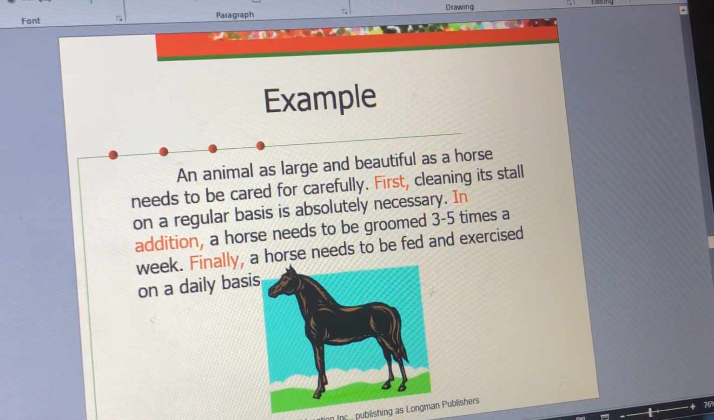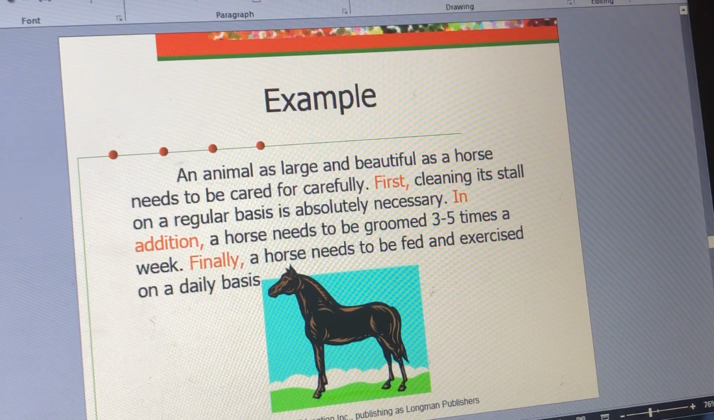An animal as large and beautiful as a horse needs to be cared for carefully. First, cleaning its stall on a regular basis is absolutely necessary. In addition, the horse needs to be groomed 3 to 5 times a week. Finally, a horse needs to be fed and exercised on a daily basis. This is different than past transitions we've seen because it doesn't matter which of these details goes where. It's not a process where you have to do one before the other. These are interchangeable. They're just a number of things that you have to worry about. That's what makes it different than, say, a process essay.